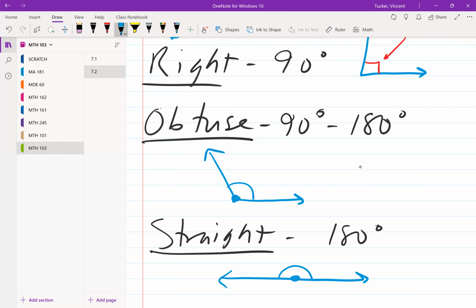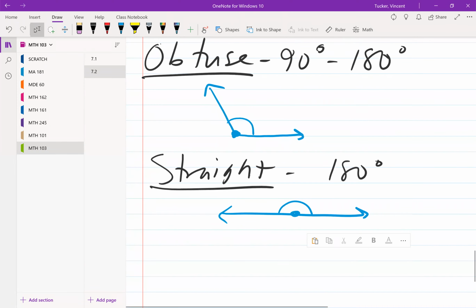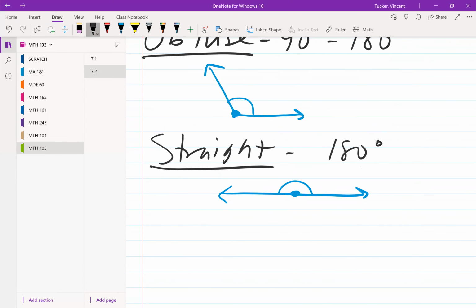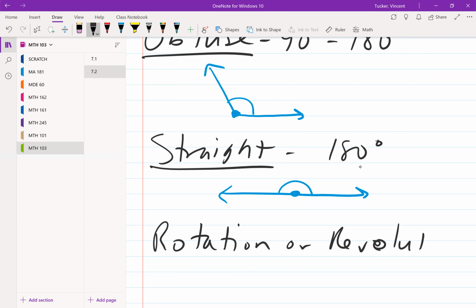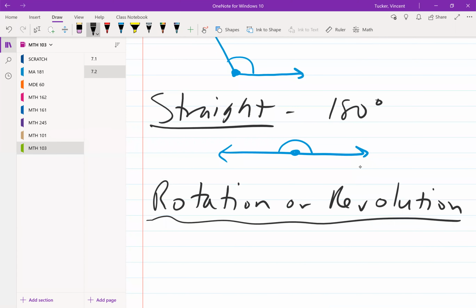All right. I guess one more could be rotation. I did it better. So whether it's a rotation or revolution, 360 degrees. Start here and go around one time. So one full rotation or one full revolution is 360 degrees. All right.